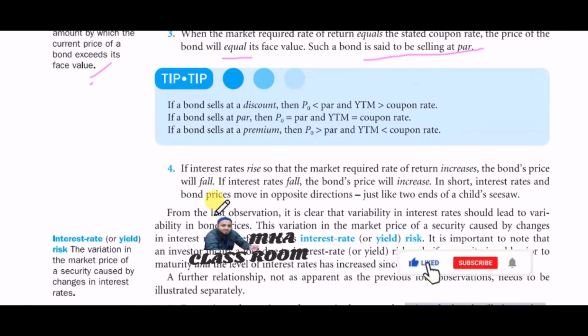If the interest rate rises so that the market required rate of return increases, the bond's price will fall. If interest rates fall, the bond's price will increase. In short, interest rates and bond prices move in opposite directions, just like two ends of a child's seesaw.